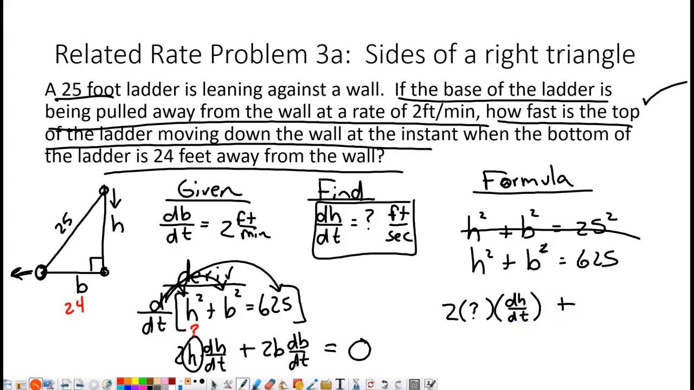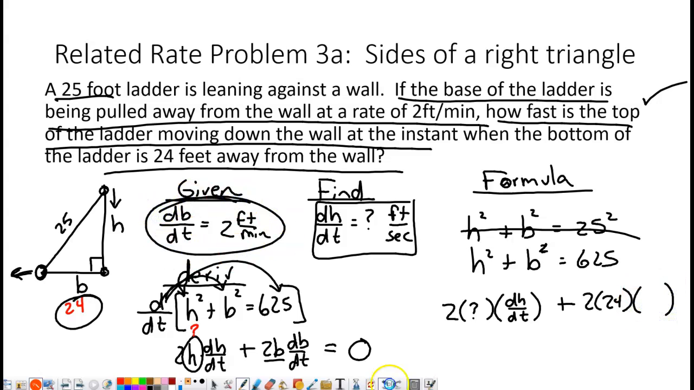Next, 2 times b. I do know b. b is supposed to be 24, so that's nice. How about db/dt? Yep, they tell us that right here. So that's nice. They gave us a few things, and then it all equals 0, right? So we have an issue.